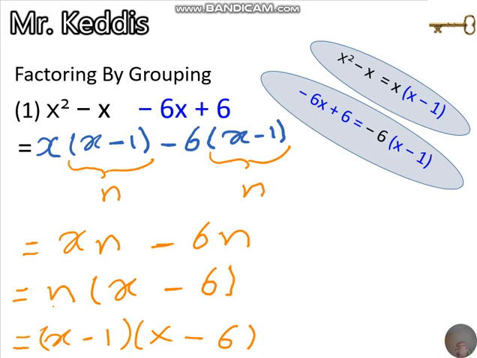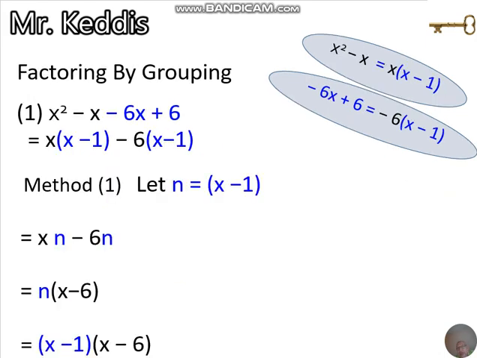This is the first method. Please pause and take notes. This is the same question. We're done. I factor x squared minus x. I factor negative 6x plus 6. I get x minus 1 in both terms. I replace x minus 1 by n. After that, I replace n by x minus 1.